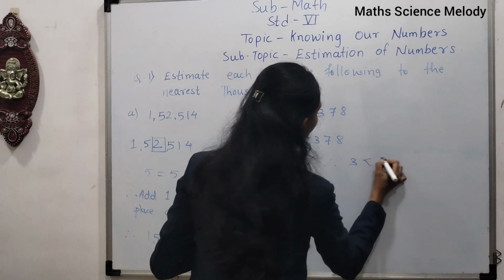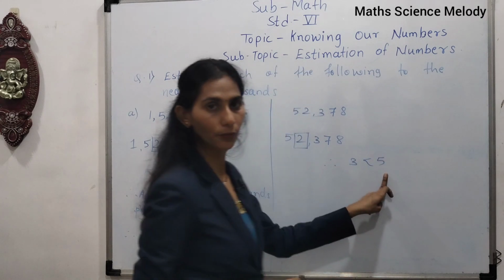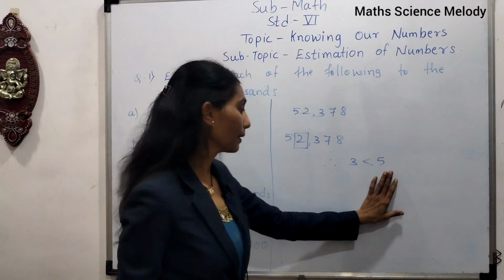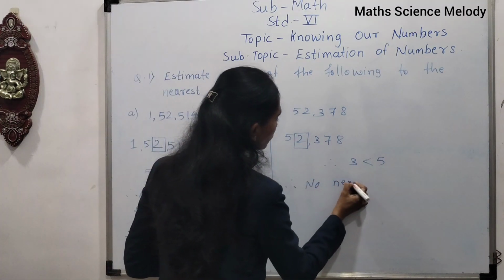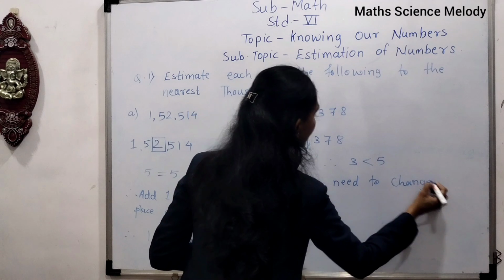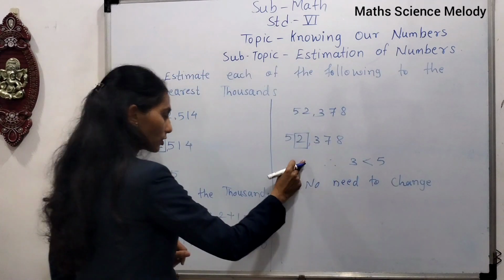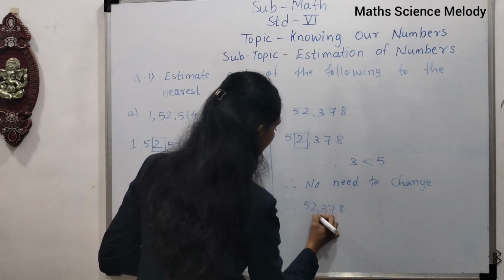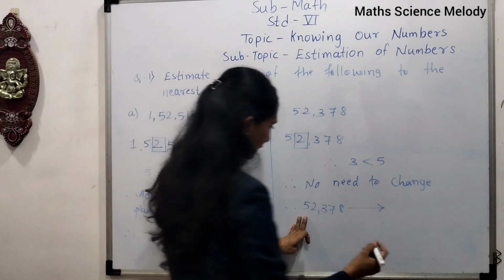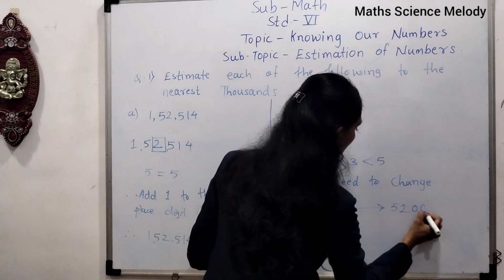On comparing we got 3 is less than 5. If smaller numbers are there, no need to change. Therefore no need to change, and put all zeros to the right side of the thousand place. Therefore 52,378 estimated to the nearest 1000 is 52,000.